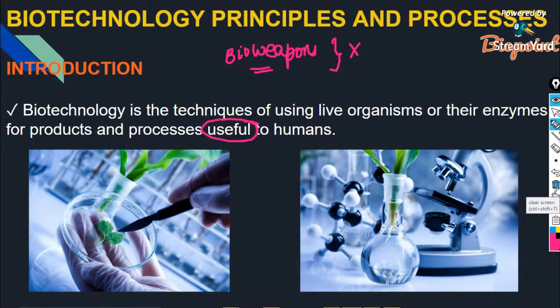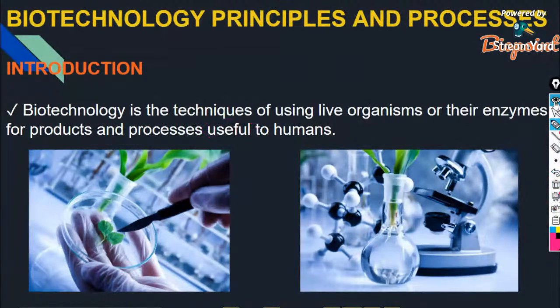So listen carefully. If you have any doubt, you can ask me right now. Biotechnology is a technique of using living organisms or their enzymes for products and processes useful to human beings. Let's move on to the next slide. I hope it's clear. Biotechnology includes only the things that are useful to human beings. Bioweapons cannot come under the applications of biotechnology.